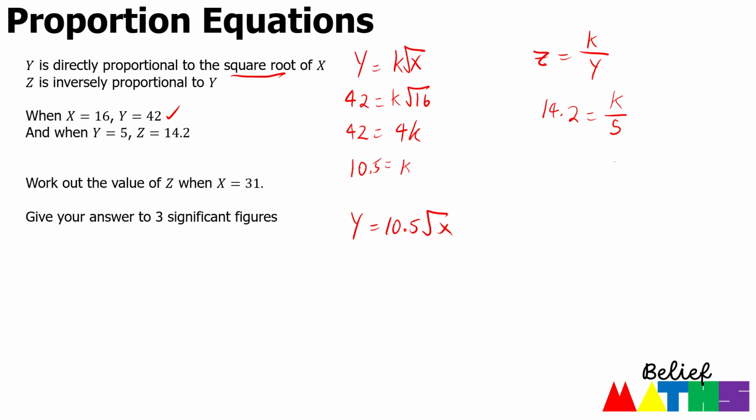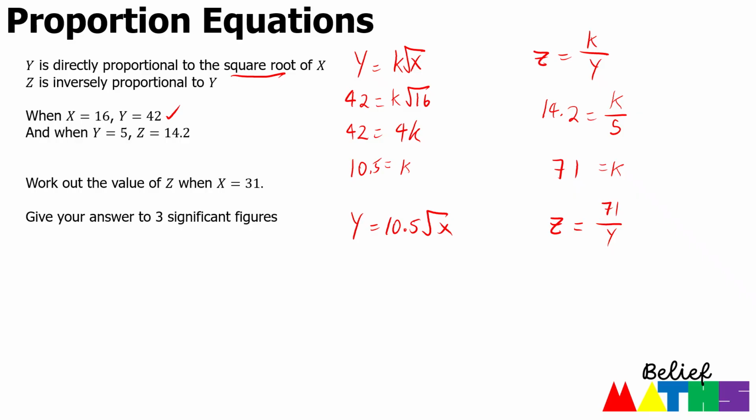Well, to get k, we just multiply across by 5, and we do 14.2 times 5, which gives us a nice answer of 71. So k is 71. So therefore this formula is z is equal to 71 over y.